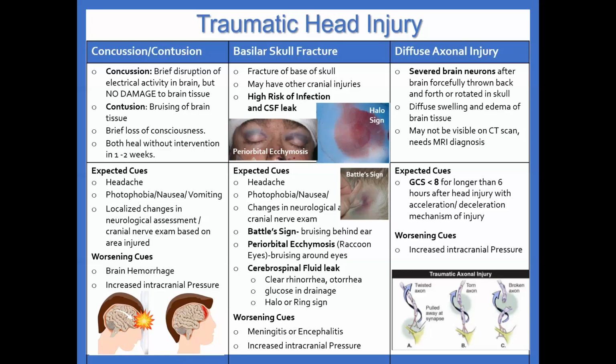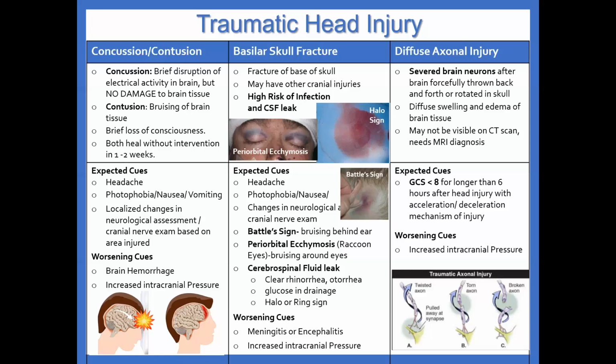The basilar skull fracture, what does basilar mean? Base, it means the base. So it means the base of the skull is broken. If you fracture the top parts of your skull, we're really just looking underneath the fracture for a contusion and localized signs and symptoms. But a basilar skull fracture is a little different. Basilar skull fracture means you broke the bottom part of your skull.